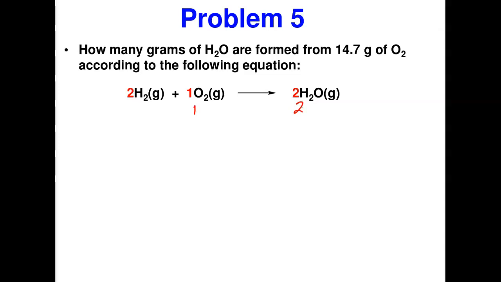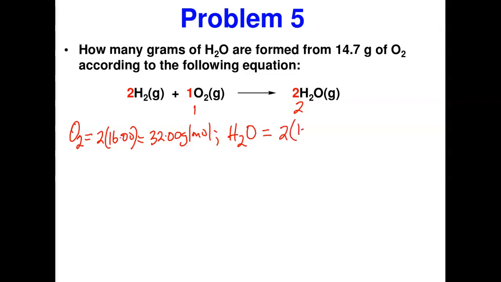The second thing you need to do, since you're looking for grams, is to get the molar masses of the two things you're working with. So we're going to get the molar mass of oxygen and the molar mass of water. We know that oxygen is O2. If you look at the periodic table, oxygen is 16.00, so O2 is 2 times 16.00, which gives you 32.00 grams per mole. Then water, H2O, means 2 hydrogen, 1.01, plus oxygen, 16.00. If you add everything together, this gives you 18.02 grams per mole.